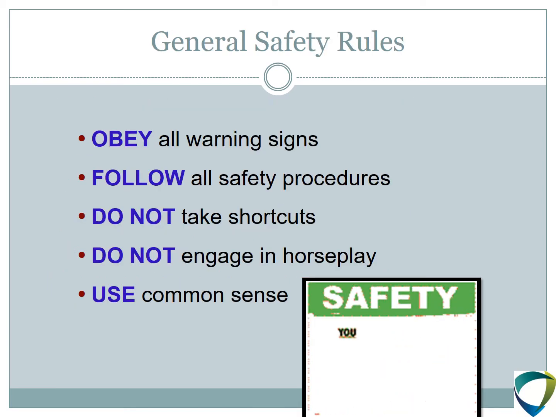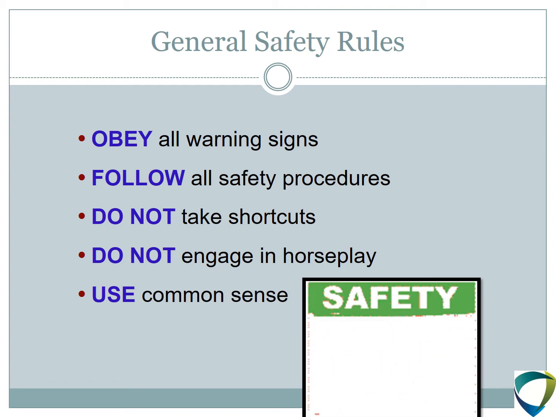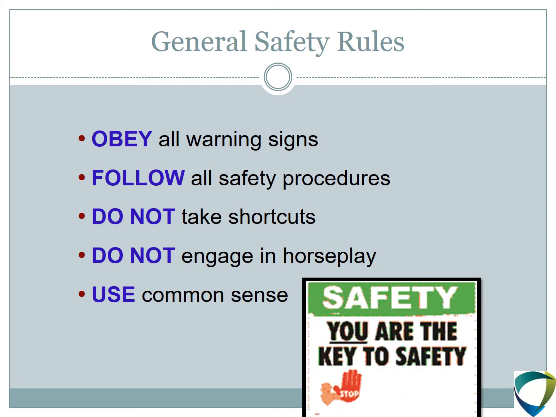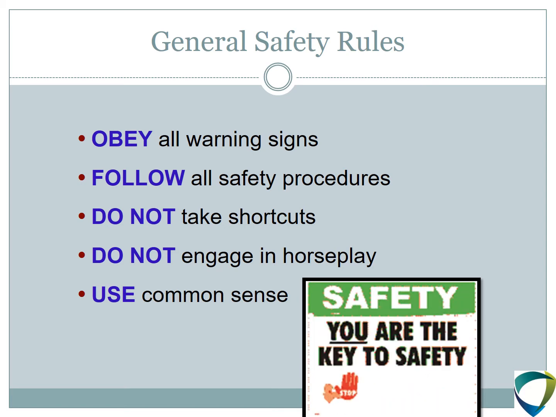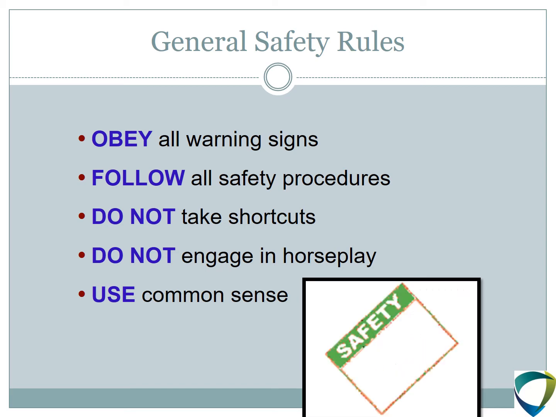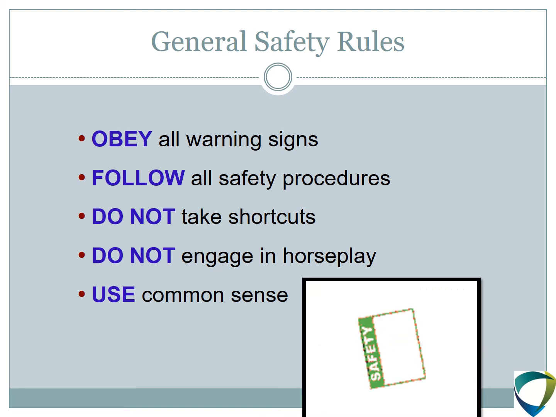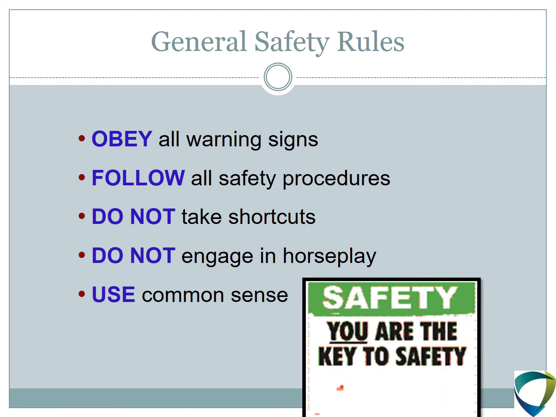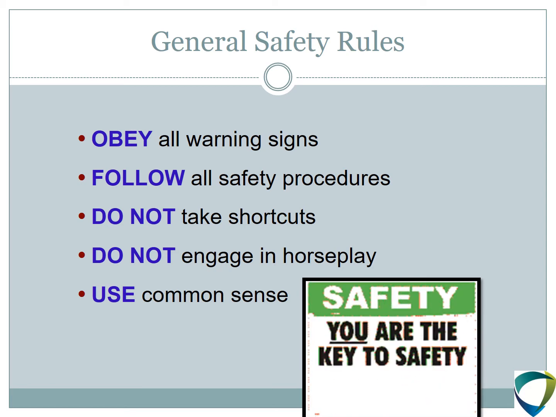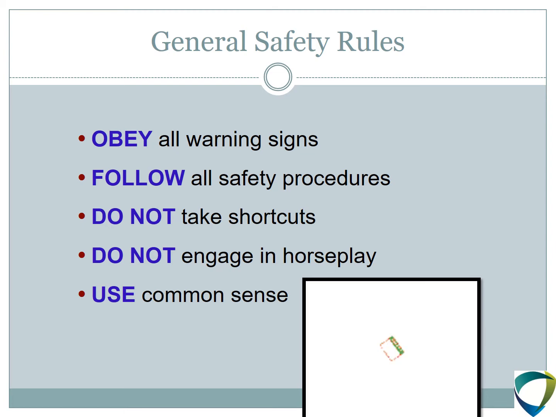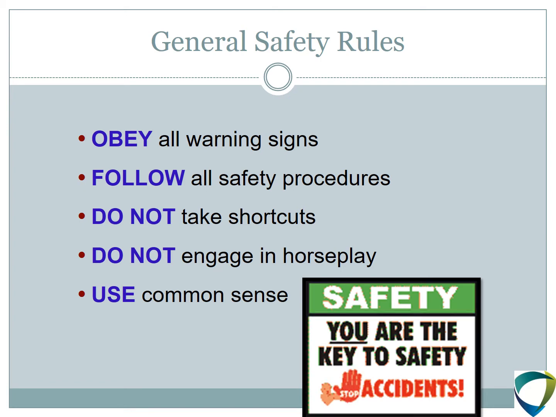Here are some general safety rules. Obey all safety warning signs, including locks and tags on equipment, no smoking signs, and confined spaces. Follow all safety procedures, including wearing appropriate protective equipment in certain areas and not tampering with locks or tags on machines. Do not take shortcuts, including skipping a daily inspection or a startup procedure. Do not engage in horseplay, such as tossing tools, and use your common sense about safety concerns. If something doesn't look or feel right, check it out with your supervisor before proceeding. Make sure you know and follow your facility's general safety rules.